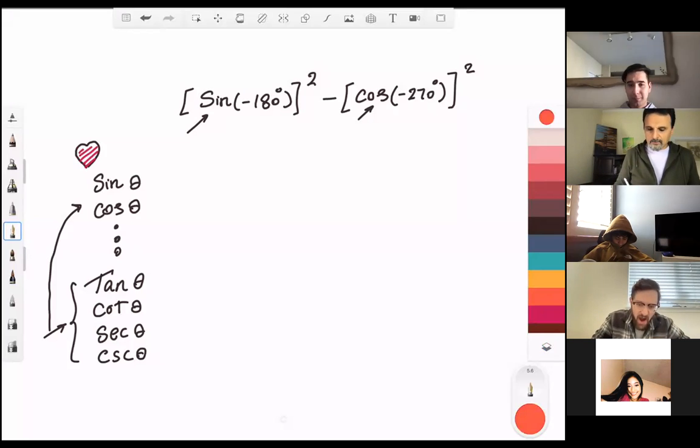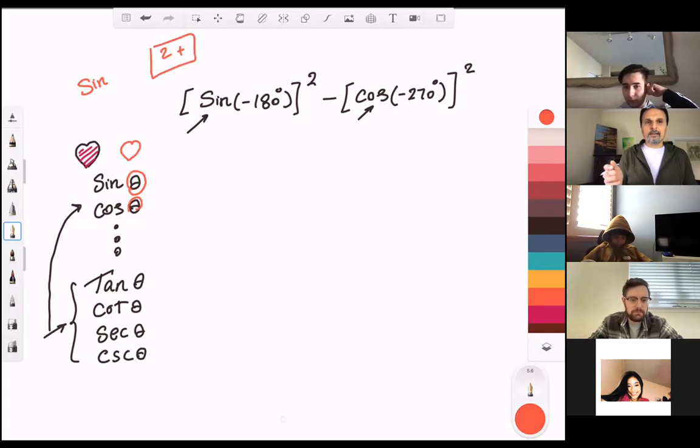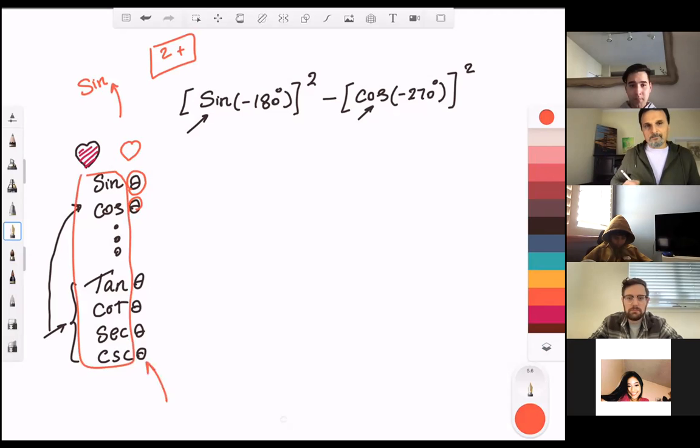Another lovely part is the angle. We learned sine by itself doesn't make sense, just like 2 plus doesn't make sense on its own. We need to have some angle. All of these six trigonometric functions get some angle inside. After looking at sine and cosine, the angles 180 and 270 are beautiful as well.